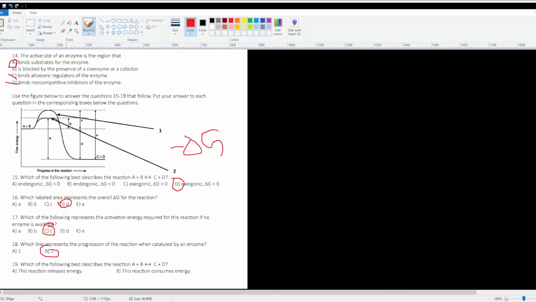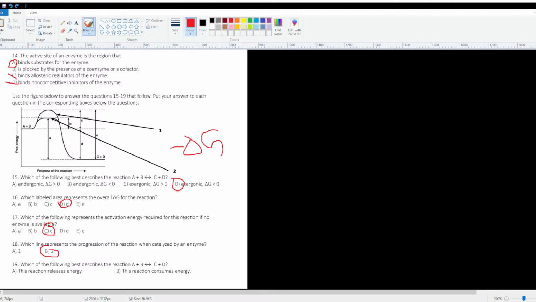So yeah, we answered that. Of course, B is our catalyzed reaction. So where is B? B is two. B represents two. So that would be our catalyzed reaction. So 18 would be two, and then it's the opposite for 17, which we already went over.